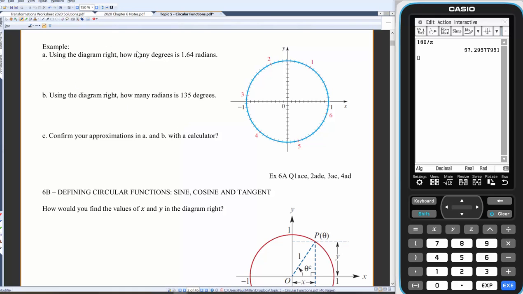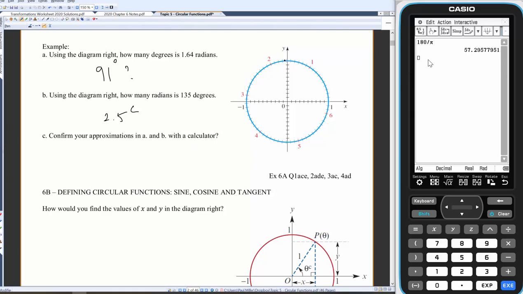So using the diagram, how many degrees is 1.64 radians? So here's 1 radian, here's 1.1, 2, 3, 4, 5, 6. It's roughly there. So I'm going to say roughly, I don't know, like 91 degrees. On the diagram, how many radians is 135 degrees? So 135, this is 90, 135. So I'm going to guess 1, 2, 3, 4, 5. I'm going to guess 2.5 radians. Confirm your approximation in A and B with a calculator.